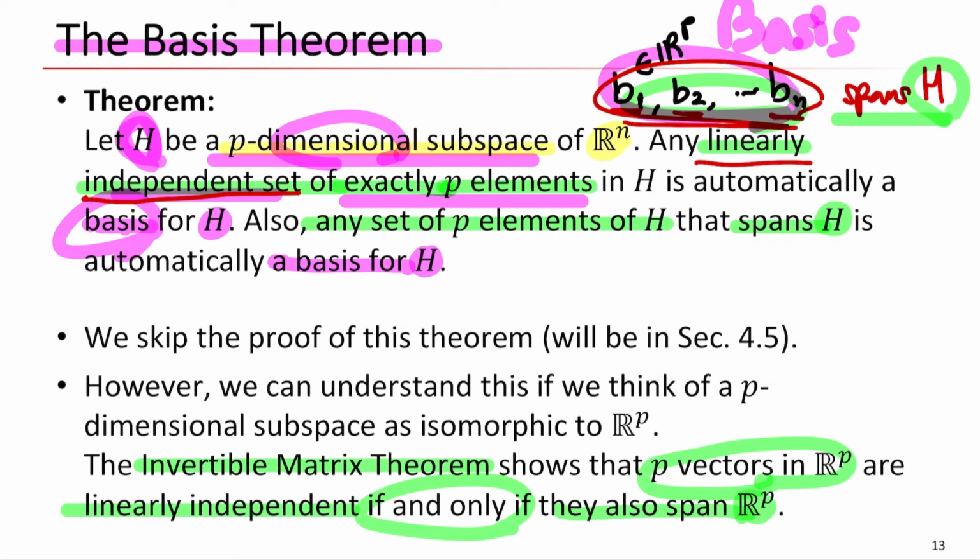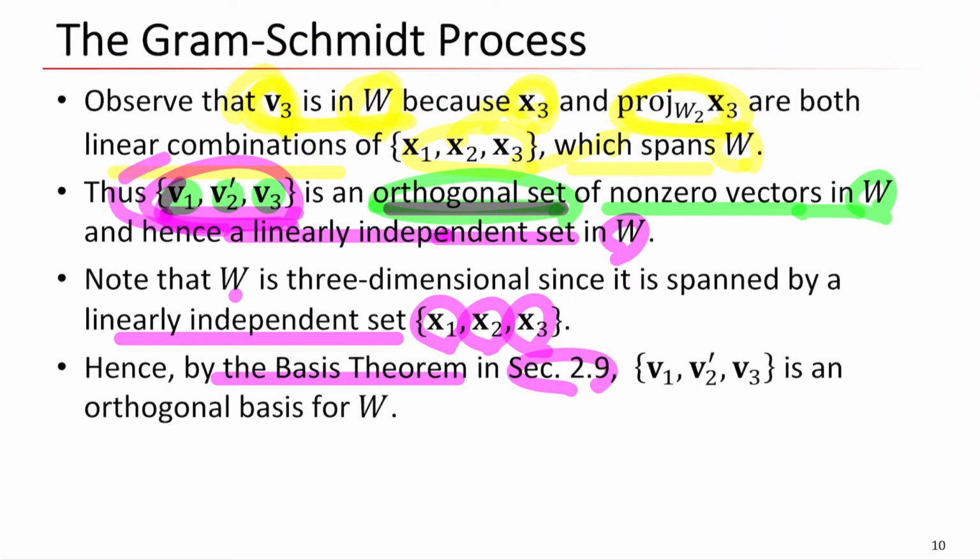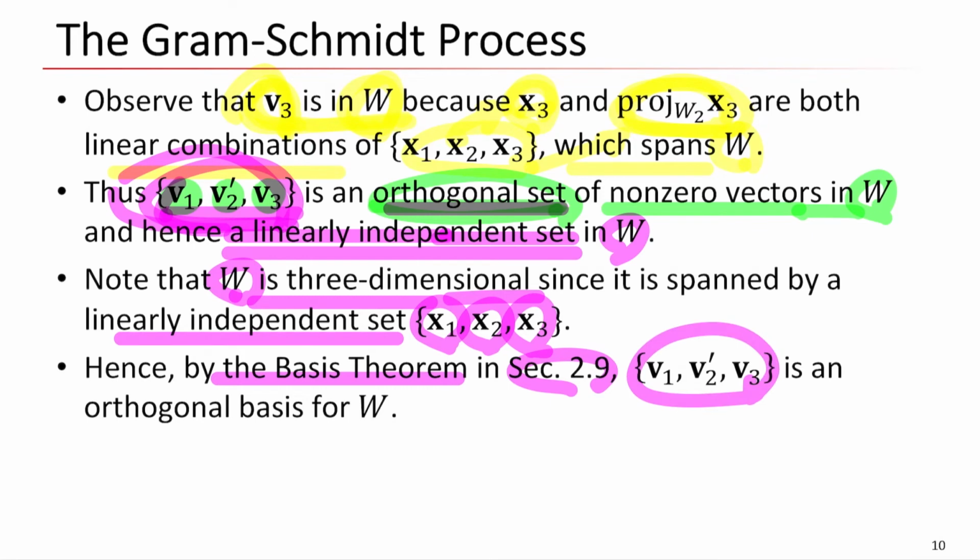Or also any set of the p elements of H that span H is automatically a basis for the H space, right? So by using this theorem, this set is linearly independent, right? And W space is a three-dimensional space. Then finally, this set is an orthogonal basis for W. Okay. So this is what we want to find, right?